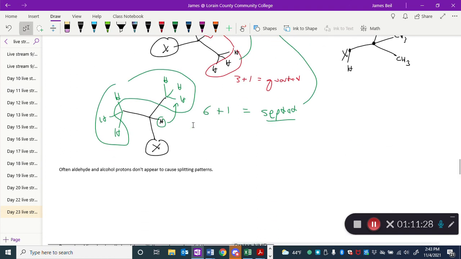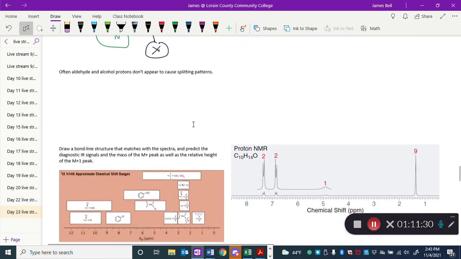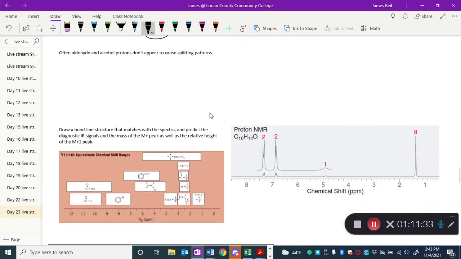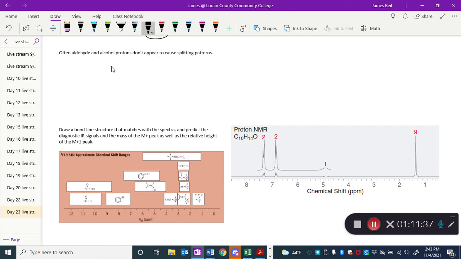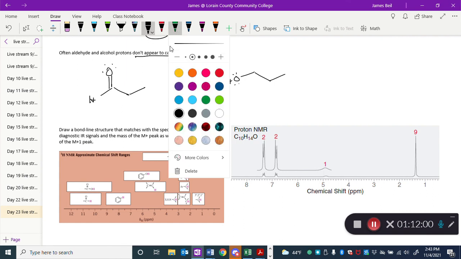And so hopefully those examples help you with splitting. Another important point from this section of the textbook is that aldehyde protons, so here's an aldehyde, and alcohol protons, here's an alcohol proton, an OH, often don't cause splitting, or they have really small coupling constants, so you don't see the splitting that results in those structures usually.